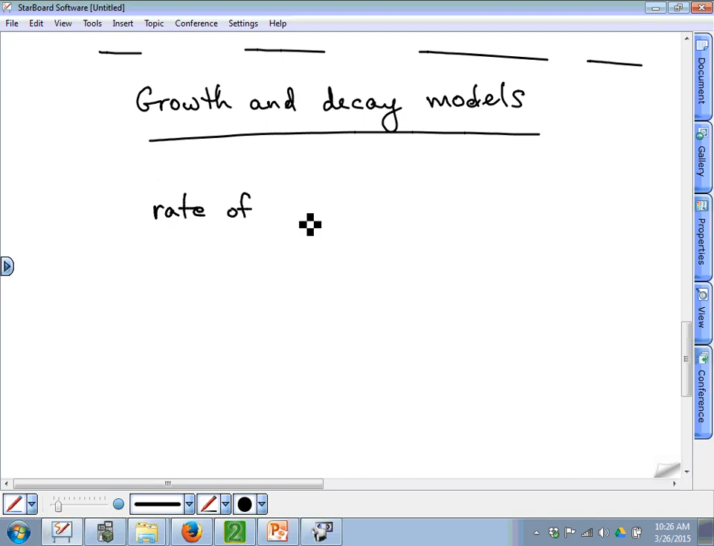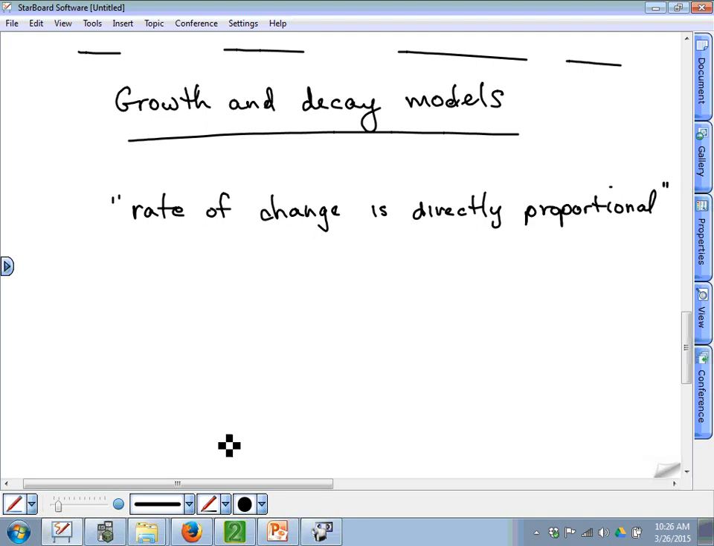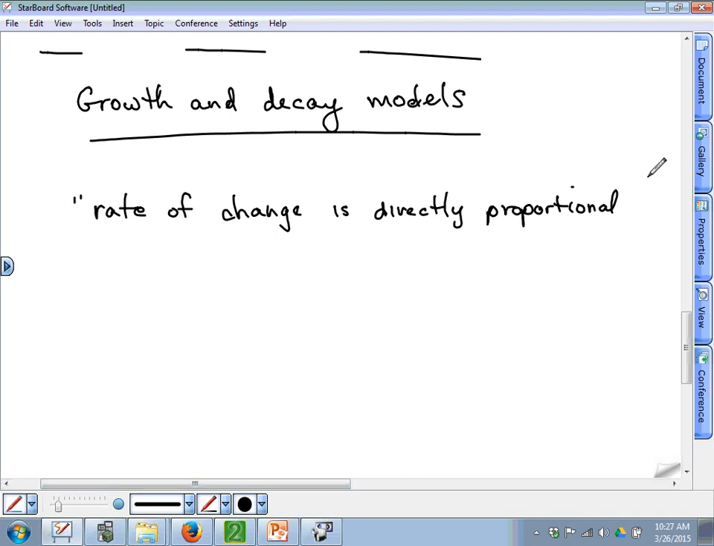So, rate of change is directly proportional. Does this phrase sound familiar to a test we had a few months ago? Perhaps it was my fault for not preparing you well enough for it, but you're going to see this phrase in some of your problems today. There are two types of proportionality: direct and indirect. This one deals with directly proportional. The rate of change is directly proportional to.